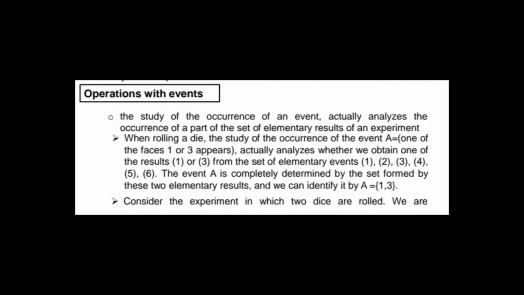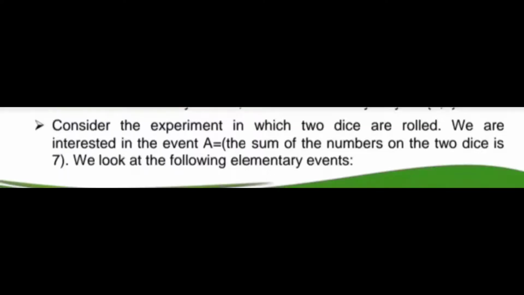Consider the experiment in which 2 dice are rolled. We are interested in the event A: the sum of the numbers of the 2 dice is 7. We look at the following elementary events, and we rewrite them as the following set. A equals {(1,6), (2,5), (3,4), (4,3), (5,2), (6,1)}. That's what we call the set.